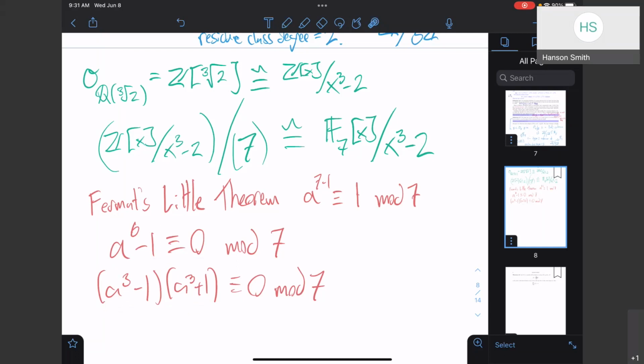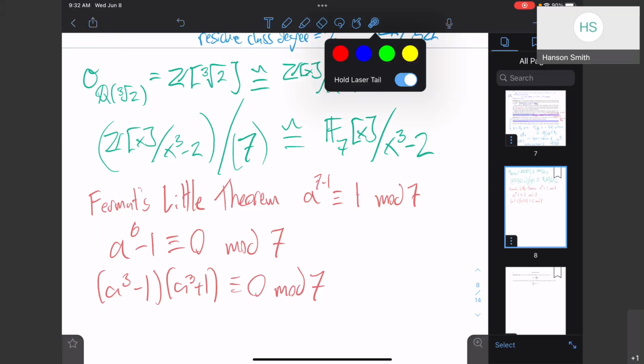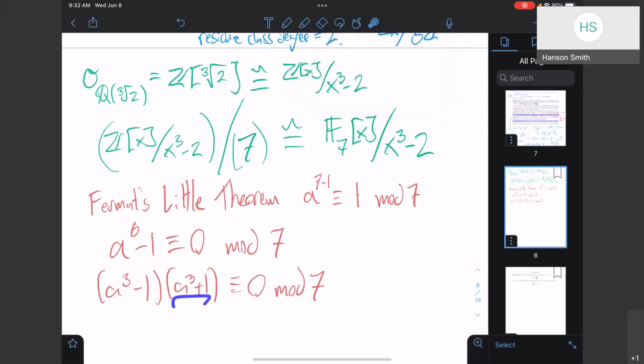All right. I think I just explained this to myself, and everybody else already knew what was going on. But sound good with this argument here? If I'm cubing stuff, everything mod 7 either satisfies one of these factors, and so it's either got to be 1 or minus 1. So this has no roots. The punchline here is that x cubed minus 2 has no roots mod 7.